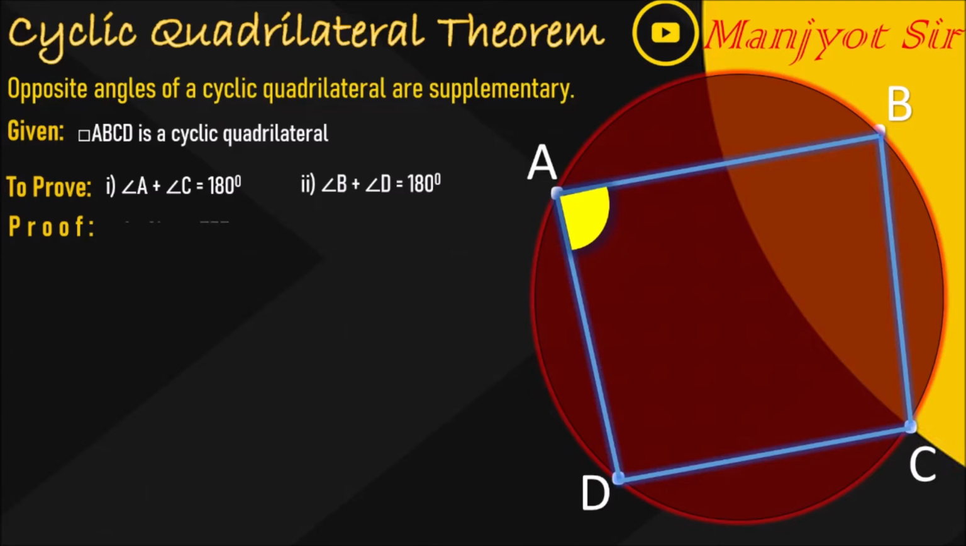The arc which is intercepted by angle A is BCD. So angle A will be half of arc BCD. The reason will be the inscribed angle theorem. Similarly, in the first part we need angle C also.